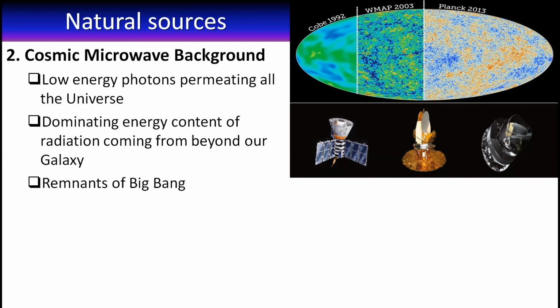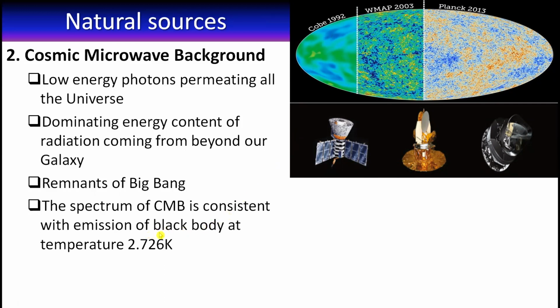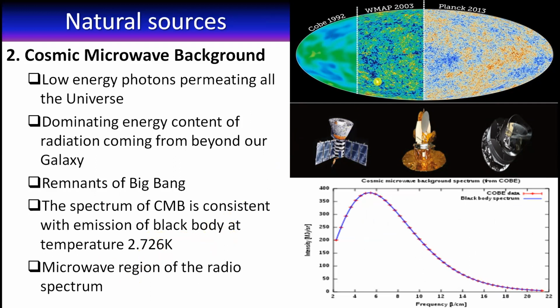The spectrum of CMB was measured for the first time by the COBE, that is the Cosmic Background Explorer satellite, and it was found to be consistent with the emission of a black body at a temperature of about 2.726 Kelvin. The glow is strongest in the microwave region of the radio spectrum. The figure shows the evolution of satellites dedicated to CMB measurements, the COBE, WMAP, and Planck missions. And this shows the progressively increasing resolution of measurements.